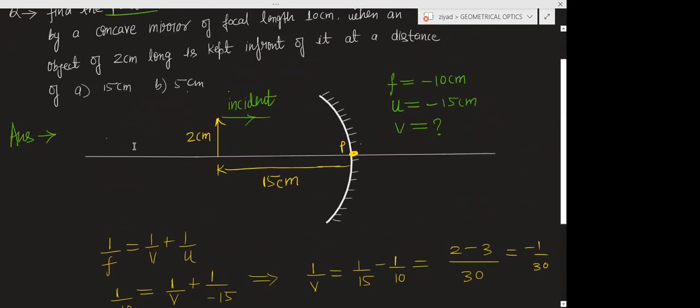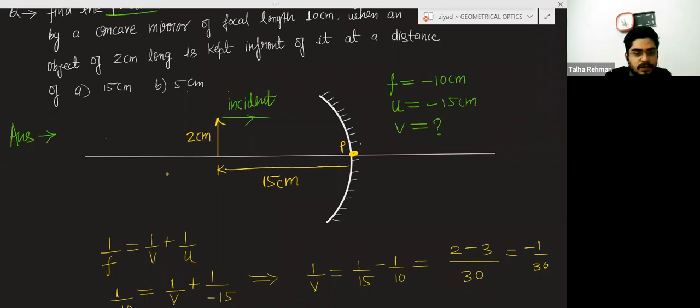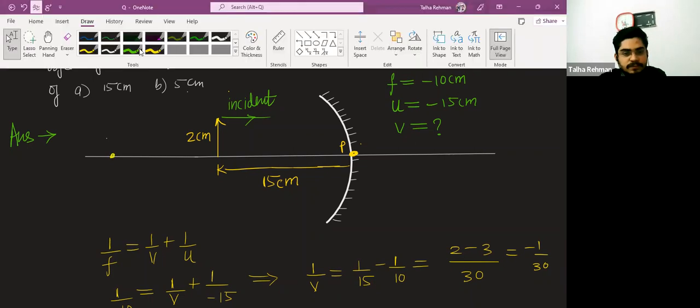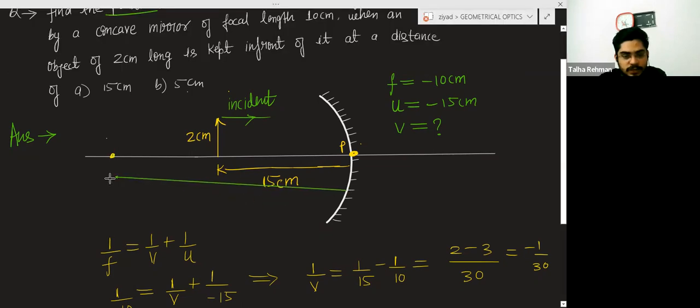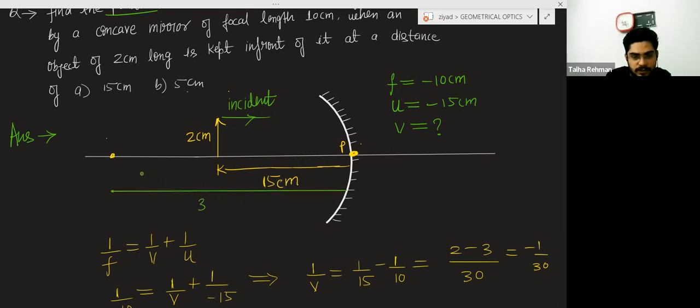Image is formed somewhere here, in front of the mirror, because in front of the mirror the distance you will take as a negative distance, because the object is also in front of the mirror. So the image will be somewhere here, at a distance of 30 centimeter. In this direction you will measure the distance. So this will be the image, and this distance will be 30 centimeter.